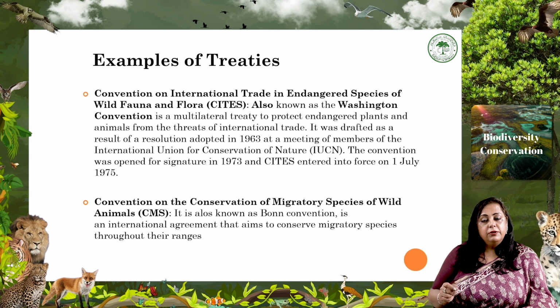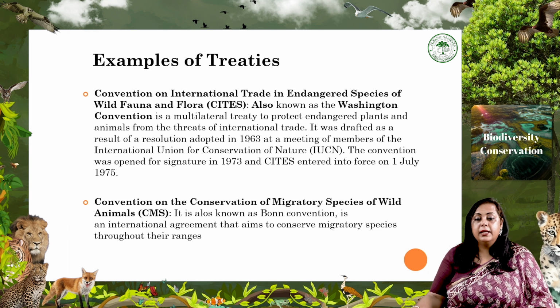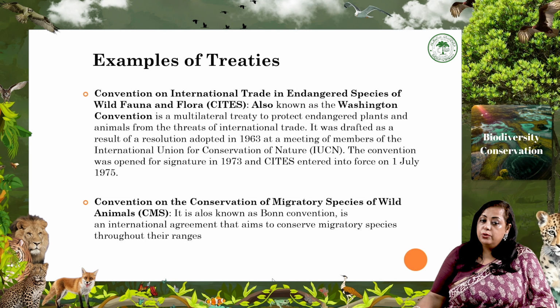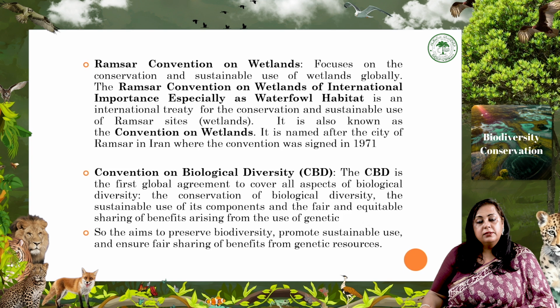Convention on the Conservation of Migratory Species of Wild Animals. This is again one convention. It means more than three countries are involved in this convention, and this is a multilateral treaty. CITES is also a multilateral treaty. It is also known as the Bonn Convention, an international agreement that aims to conserve migratory species throughout their ranges. Ramsar Convention on wetlands. Most countries have wetlands and they wanted global collaboration and cooperation so that they conserve and protect the wetlands, and more than three countries signed the convention, which is why it is a multilateral treaty.